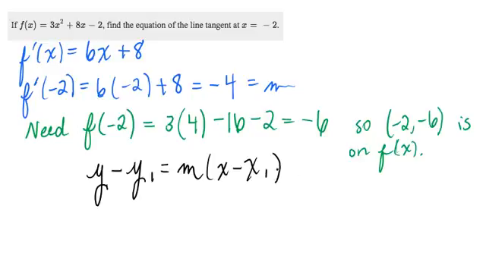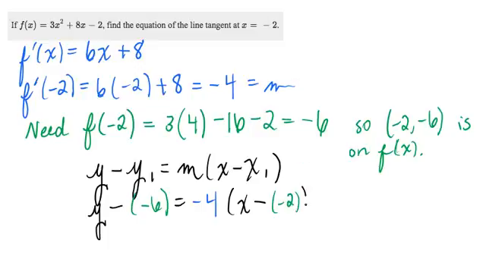You can use y equals mx plus b, but if we use this form, we can plug the point, negative 2 and negative 6, straight in, because that's your x1, y1. So y minus negative 6 is equal to the slope, which is negative 4, times x minus negative 2. Okay, so that's plugging in this point for x1, y1, and m equals negative 4 right there.